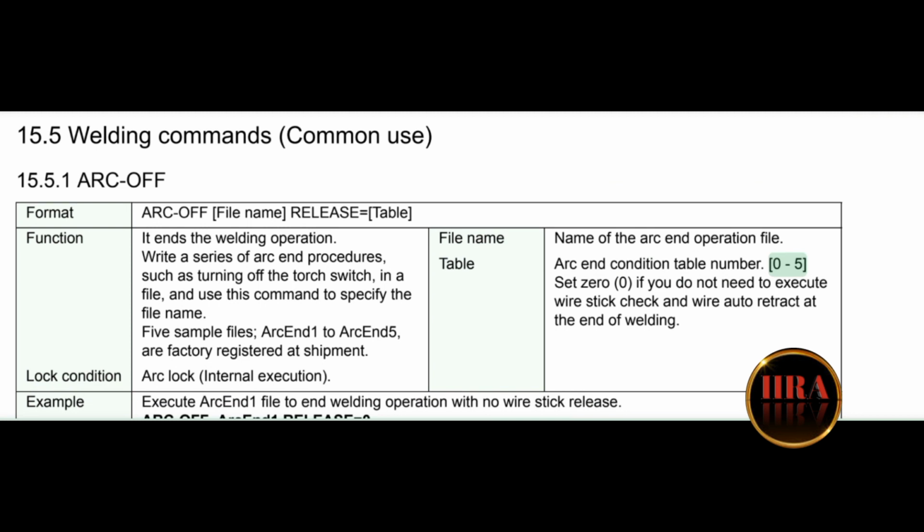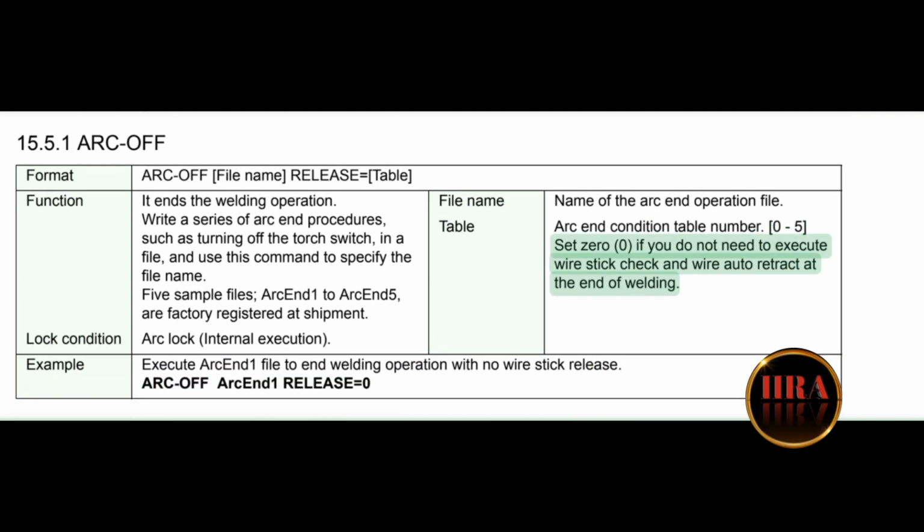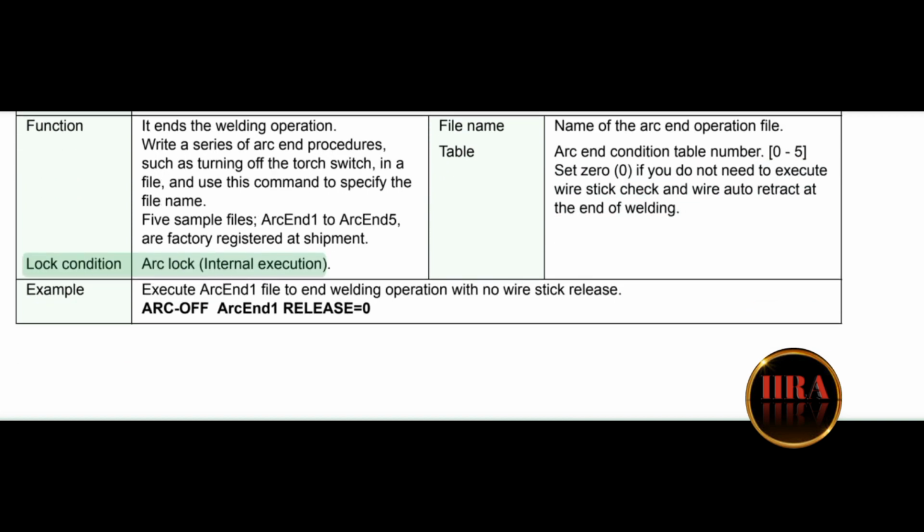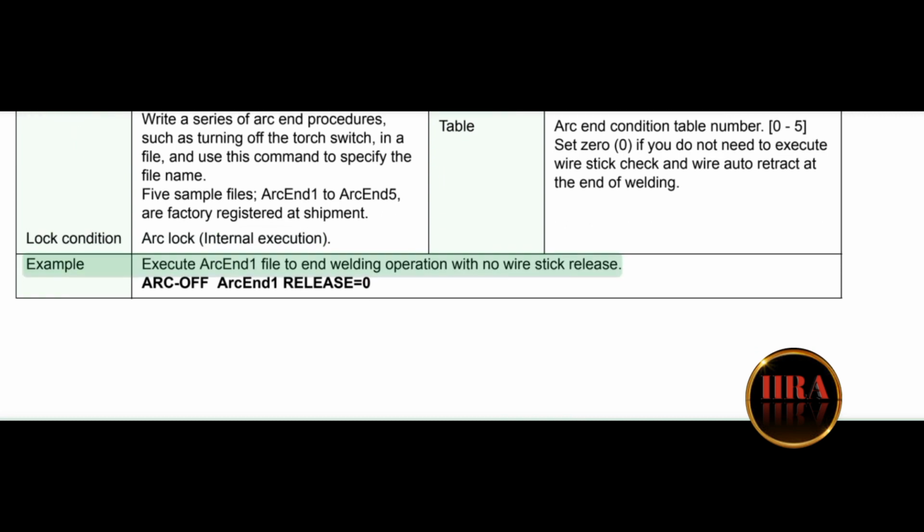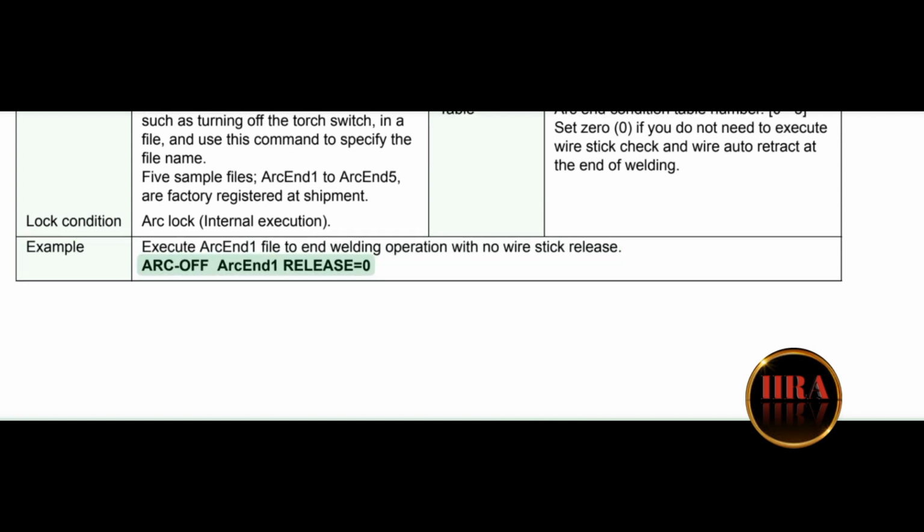0 to 5. Set 0 if you do not need to execute wire stick check and wire auto retract at the end of welding. Lock condition: ARC lock, internal execution. Example: execute the ARCSend1 file to end the welding operation with no wire stick release. ARC-off ARCSend1 release equals 0.